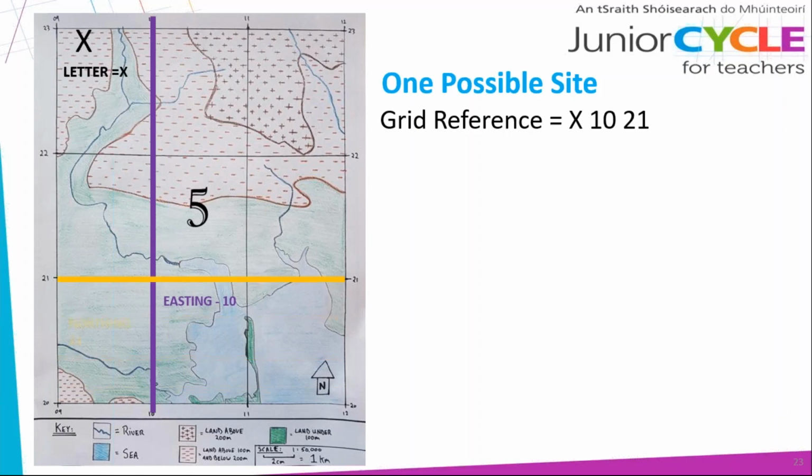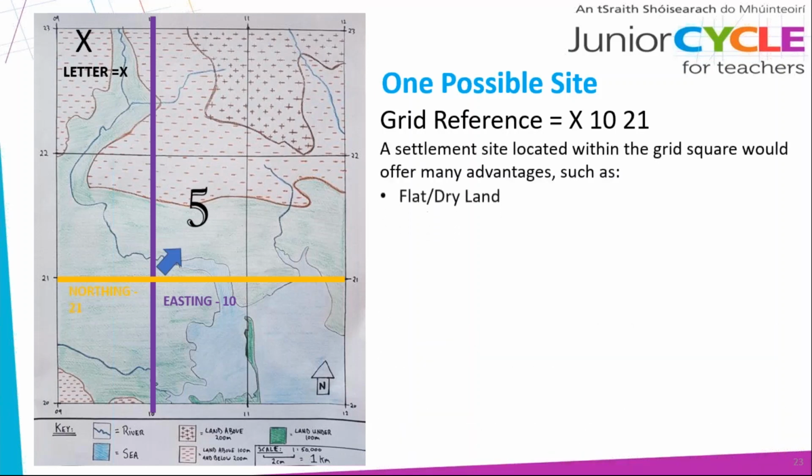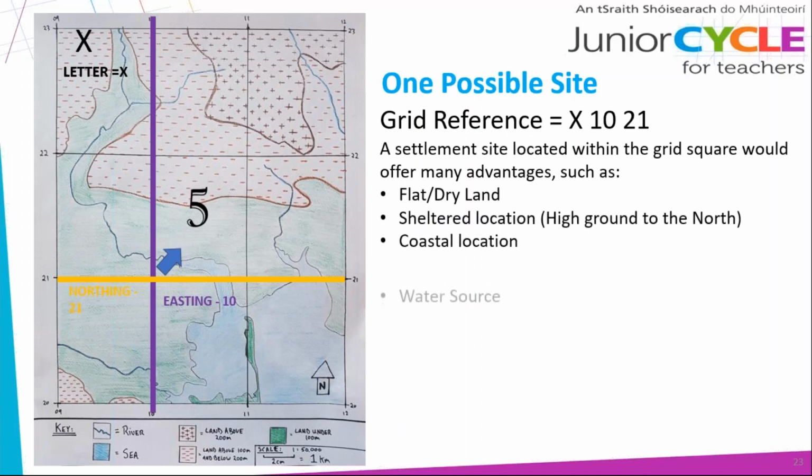This can be done by using animations on a PowerPoint slide to show the students the letter, easting, and northing appear on the screen as has been done here. This may be particularly helpful for visual learners when working on the skill of grid references. The advantages that the site offers are then outlined. These include flat land and sheltered location, among others. Sharing these with the students helps to reinforce the success criteria relating to the factors that influence settlement.